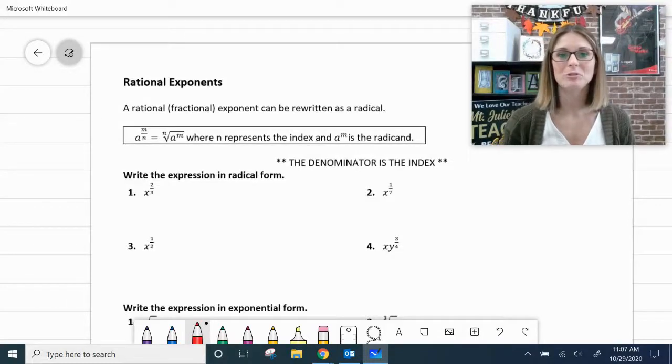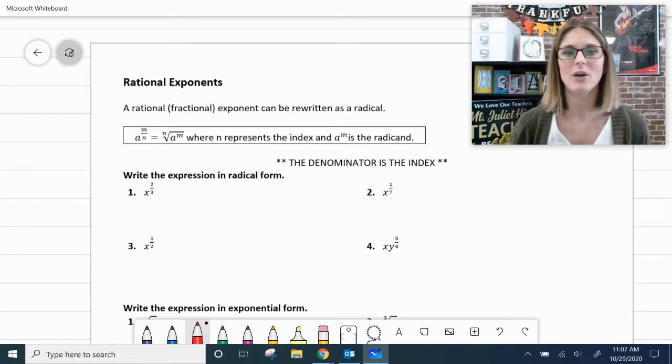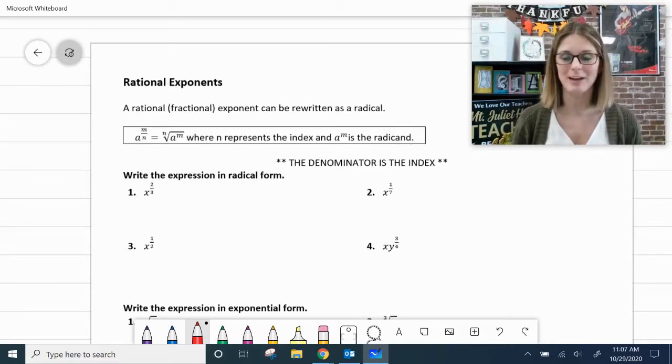Hey, today we're talking about rational exponents. At the top there, you can see a rational exponent. It's going to be a fraction. And so the key is we can change a fraction exponent into a radical. So when we reviewed simplifying radicals, that's coming back into play.